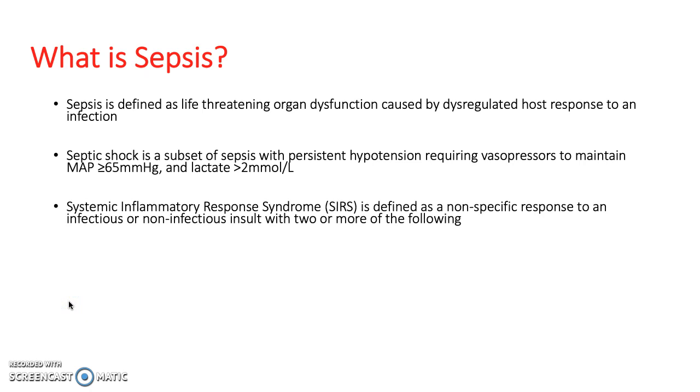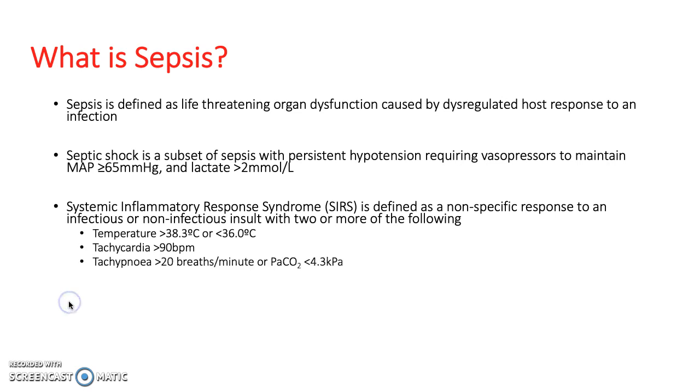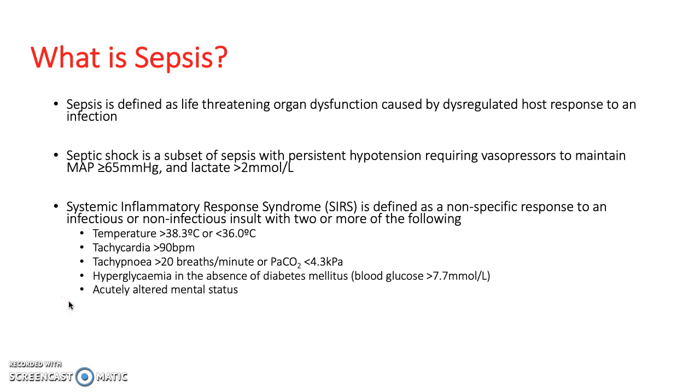Systemic inflammatory response syndrome, or SIRS, is defined as a non-specific response to an infectious or non-infectious insult with 2 or more of the following: a temperature above 38.3 or below 36, tachycardia, tachypnea or PaCO2 under 4.3, hyperglycemia in the absence of diabetes mellitus, acutely altered mental state, or leukocytosis or leukopenia.